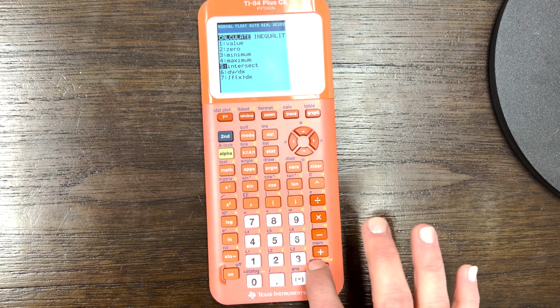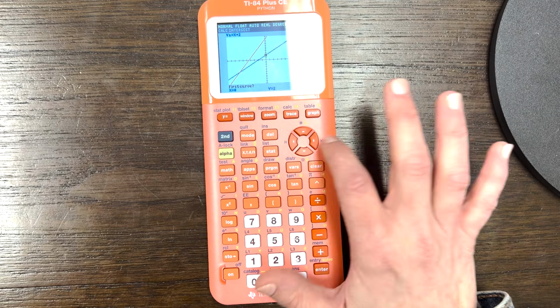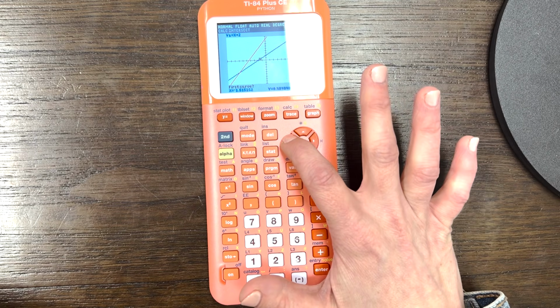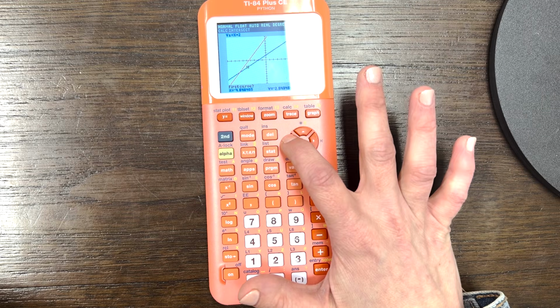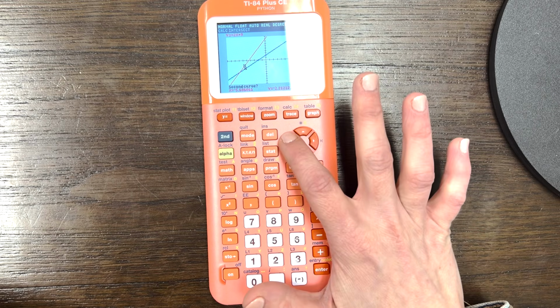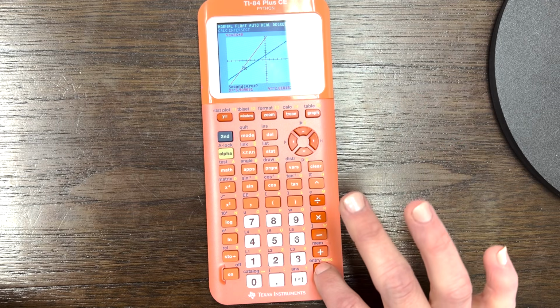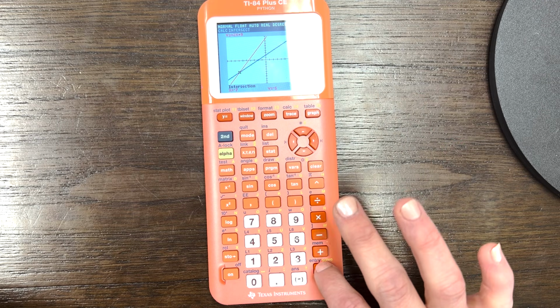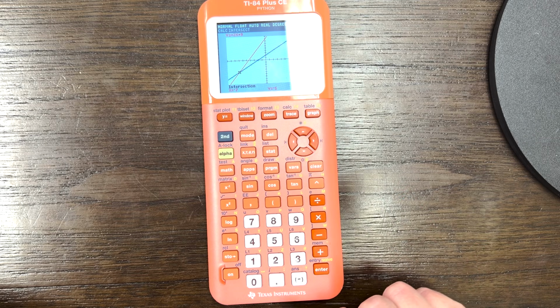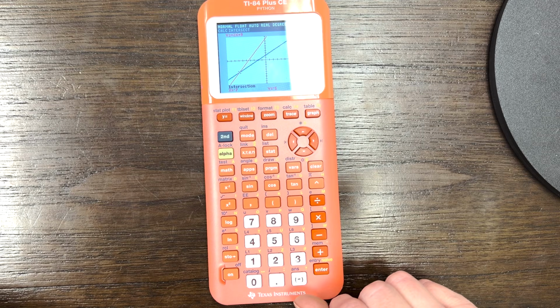So if we go to 5, intersection, and this is where it gets a little bit picky. It wants us to confirm that this is the first curve. I'm going to get it a little closer, and then enter. And then it wants to confirm that's the second curve, and I'm like, yes, and then enter. And then I have my intersection here, -7 and -5. You just have to make sure you get on the line. You don't have to stress too much.